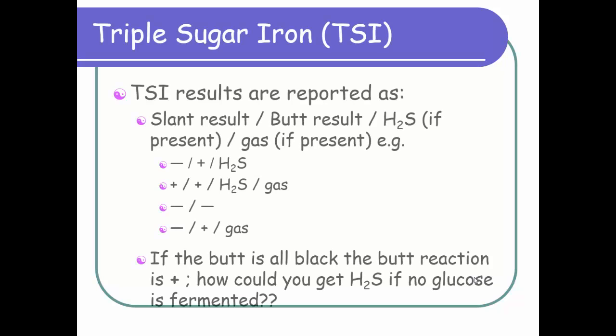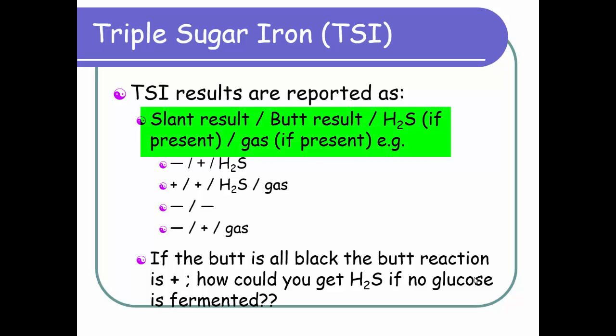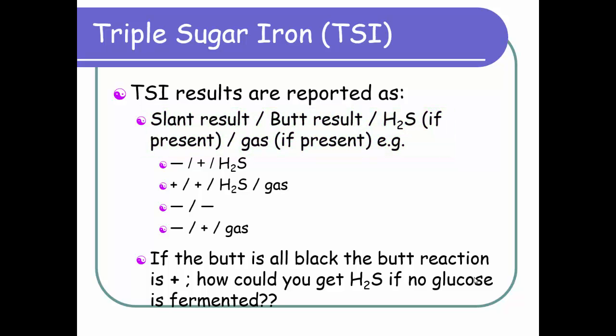The triple sugar iron test has 3 sugars in the media. In the slant portion of the tube, we will have sucrose and lactose. In the butt or bottom of the tube, we will have glucose. TSI results are reported as the slant result / butt result / H2S if present / gas if present. For example, a tube may be negative on the slant, positive on the butt, and have H2S in the butt.